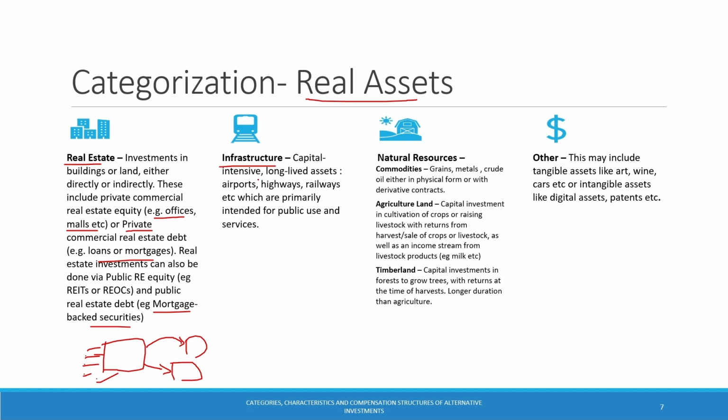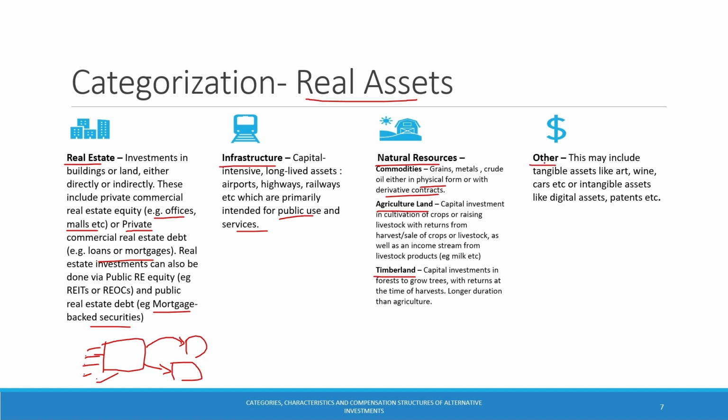Infrastructure, so basically this includes capital intensive long-lived assets. So airports, highways, railways. So इनका primarily intent होता है public use and services. Then natural resources, so commodities. So these are grains, metals, crude oil. So एक physical form में भी हो सकते हैं और derivative contracts भी हो सकते हैं इनके. Then agriculture land, quite straightforward. And then we have timberland.